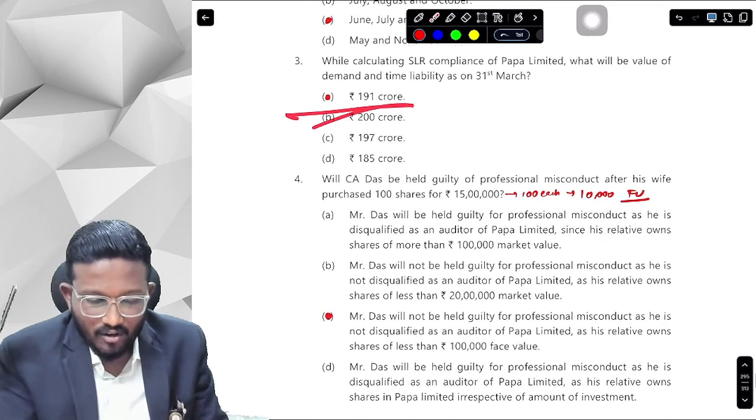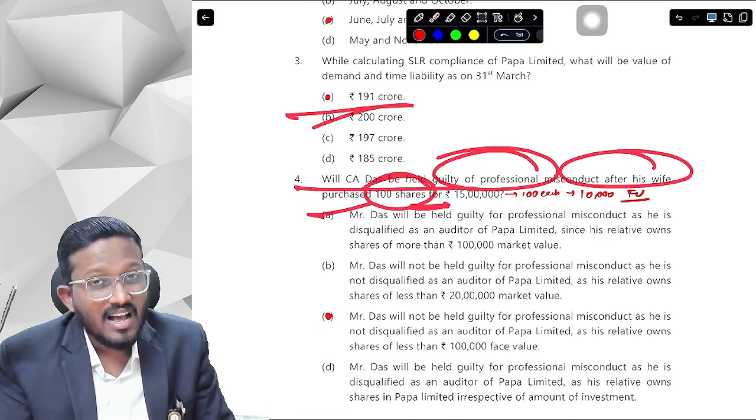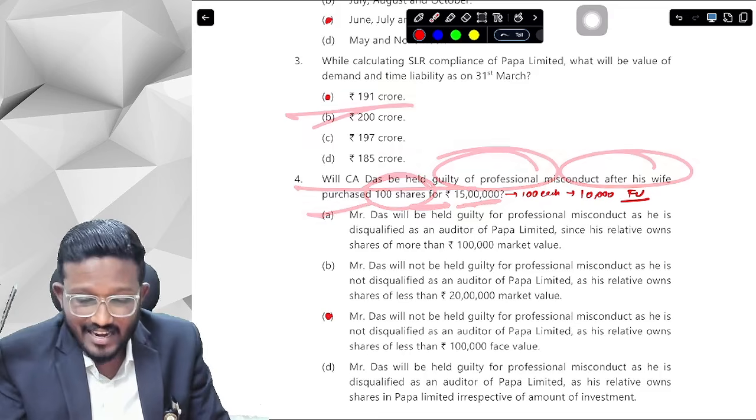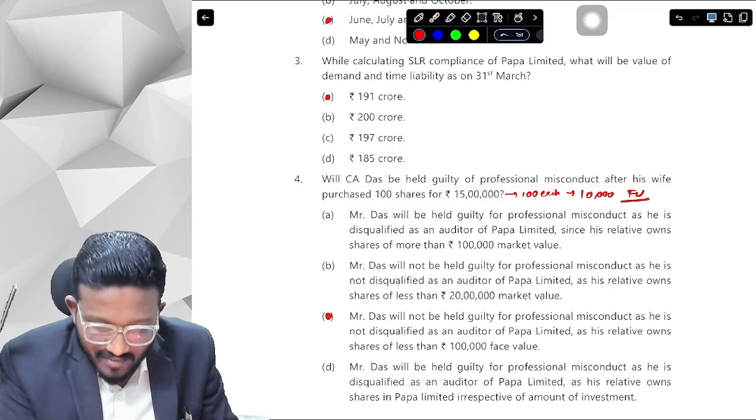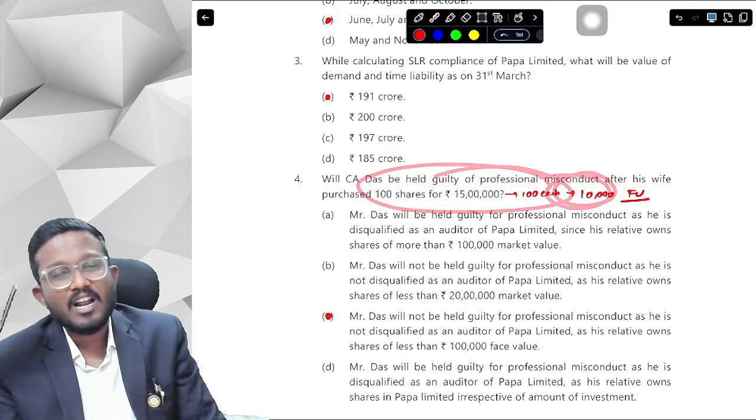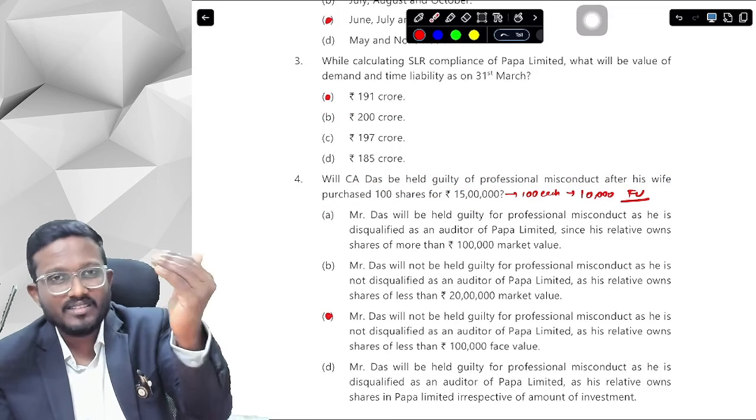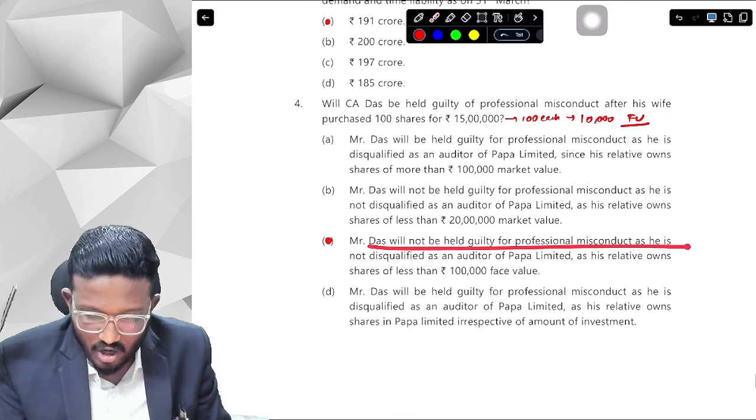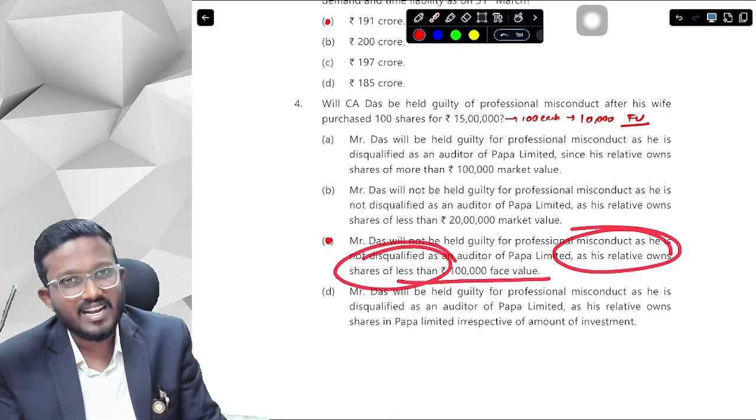Okay. Yes, sir. Now, will CA Das be guilty of professional misconduct after his wife has purchased a share of 100 for 15 lakh rupees? This 15 lakh is your market value. Face value is 100 rupees per share, which means the total face value is 10,000 rupees. Now will we be disqualified, sir? No, we will not be disqualified, since a relative can hold a security of 1 lakh face value. So we will not be held professionally guilty because we are not disqualified, as the relative owns shares of less than 1 lakh face value.